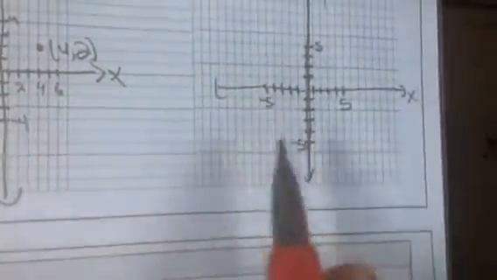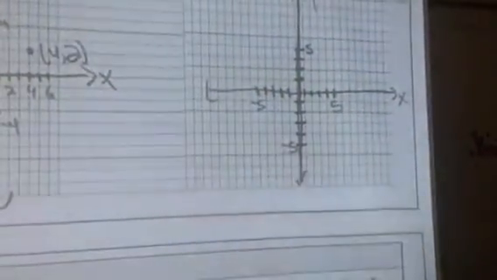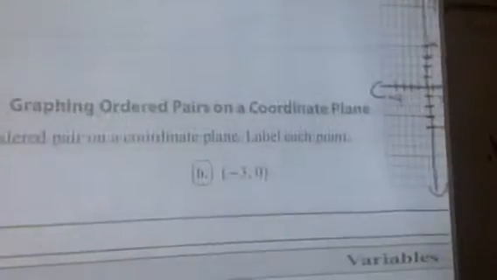Since it's on the right, those are positive. Since I'm going up, that's positive. To the left is negative. Down is negative. Okay? So now I'm going to actually graph this point.